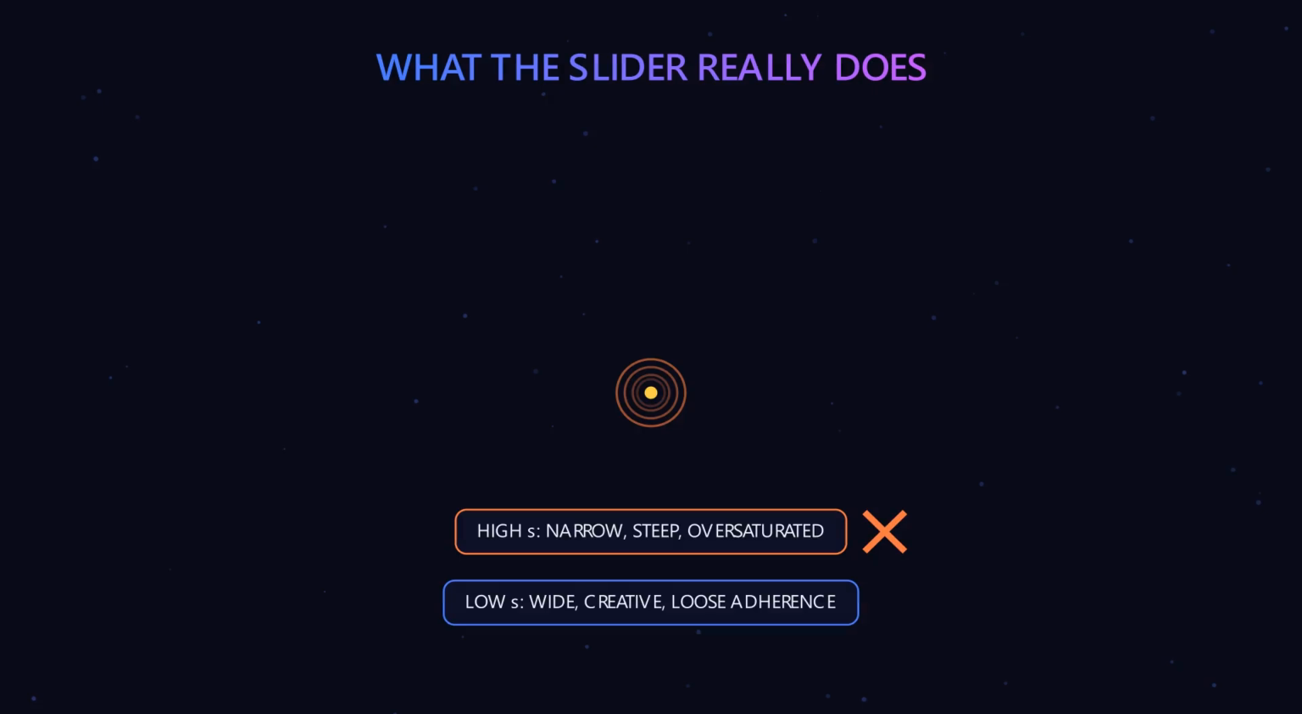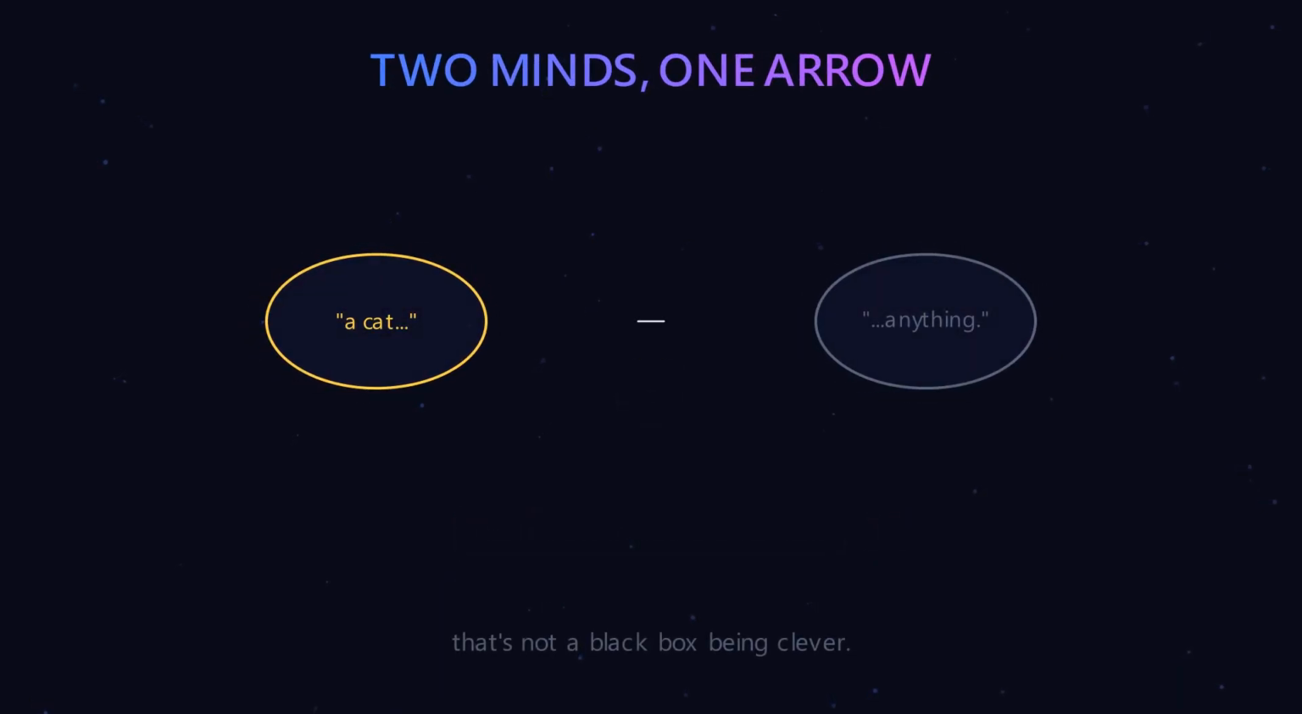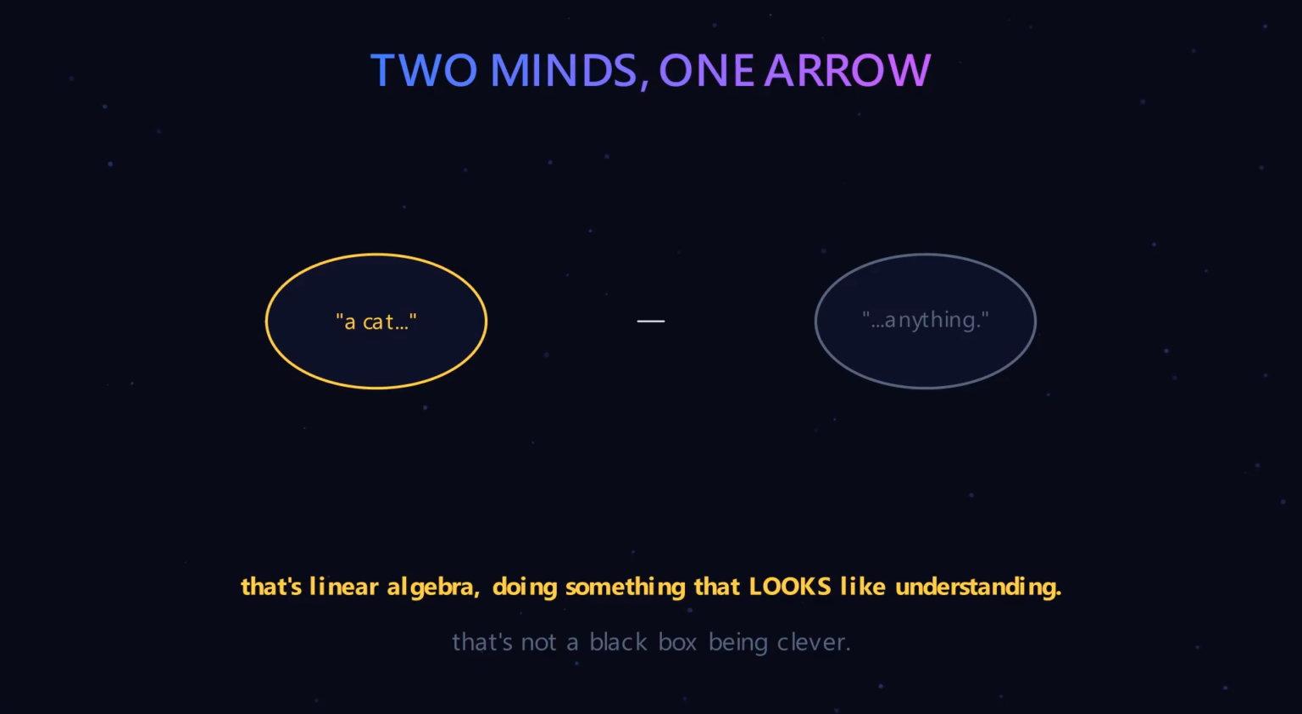Sit with the strange part for a second. To generate one image from one prompt, the model runs itself twice per step. Once imagining your cat, once imagining nothing in particular, purely so it can subtract one imagination from the other. It doesn't know what cat means the way you do.